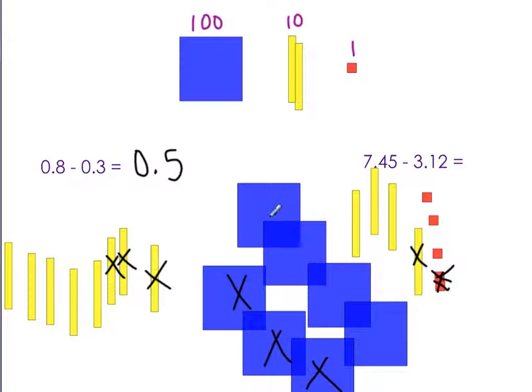So what I have left over is 1, 2, 3, 4 whole, and 3 tenths, and 3 hundredths. So 7 and 45 hundredths take away 3 and 12 hundredths is 4 and 33 hundredths, 4.33.